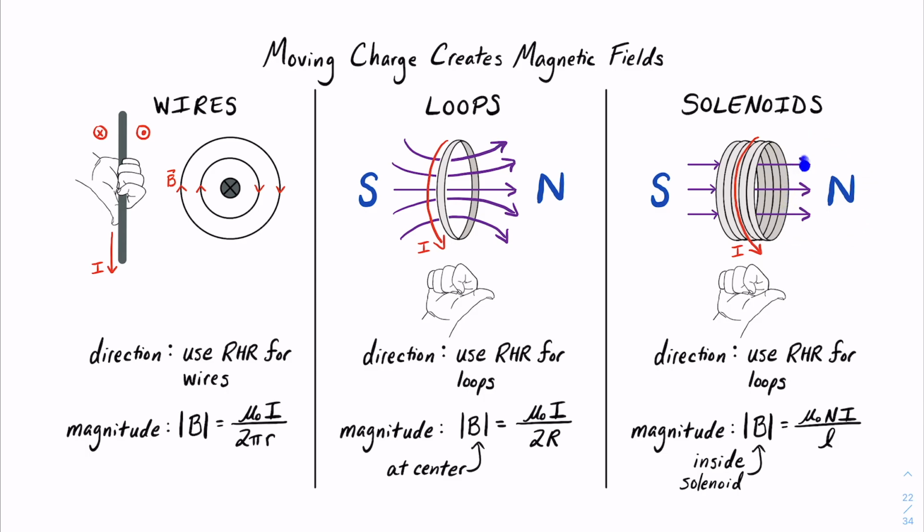the solenoid, where the magnetic field emerges, we have a north pole, and on this side we have a south pole. The magnetic field inside a solenoid is constant, and so the actual magnitude of the magnetic field at each point on the inside is going to be given by this equation, and the magnetic field on the outside is 0.